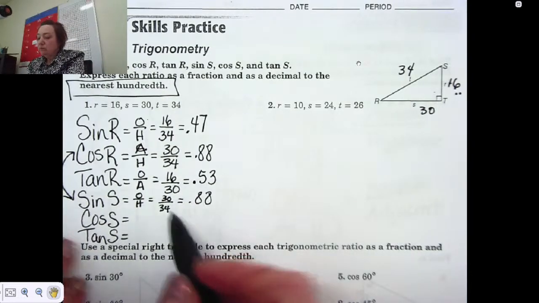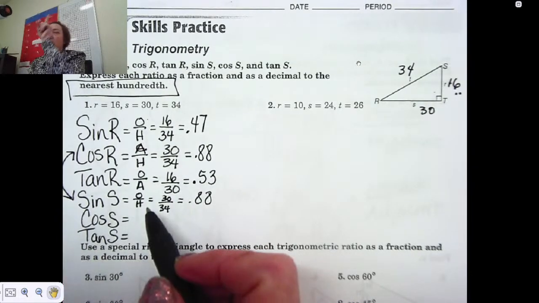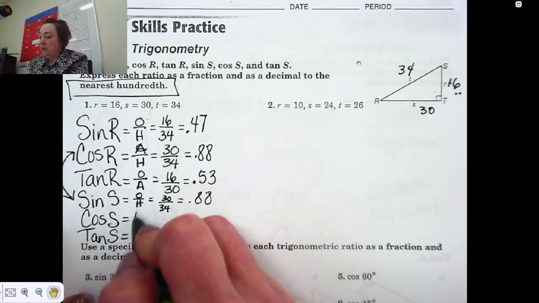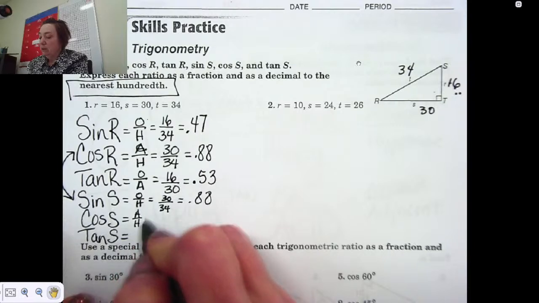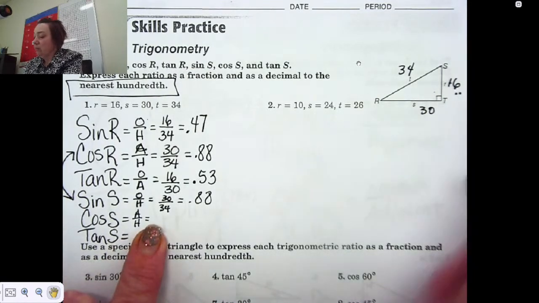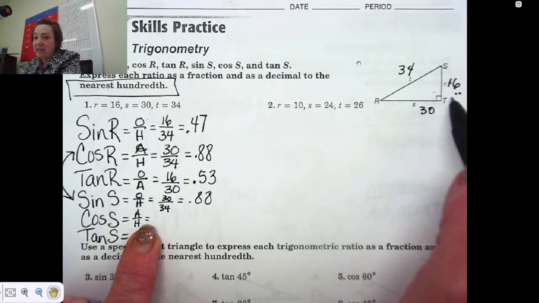Okay? What about cosine? So some old hippie caught another hippie. Right? So what does A stand for? Adjacent. So what's adjacent for angle S? What side is adjacent?